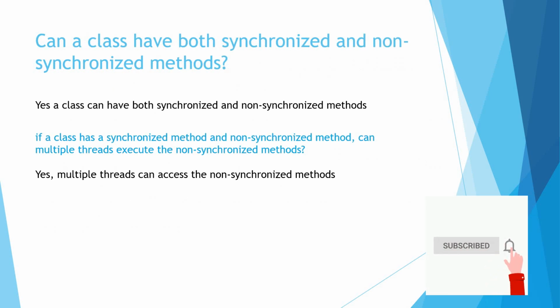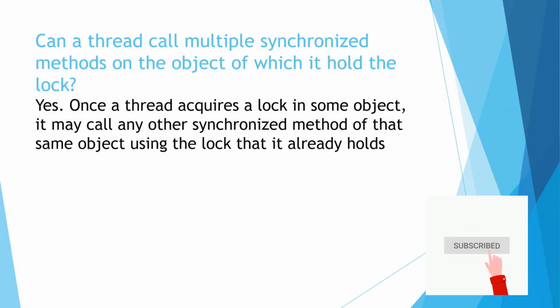Can a class have both synchronized and non-synchronized methods? Yes, a class can have both. If a class has a synchronized method and a non-synchronized method, can multiple threads execute the non-synchronized method? Yes, multiple threads can access the non-synchronized method. Can a thread call multiple synchronized methods on the object whose lock it holds? Yes.